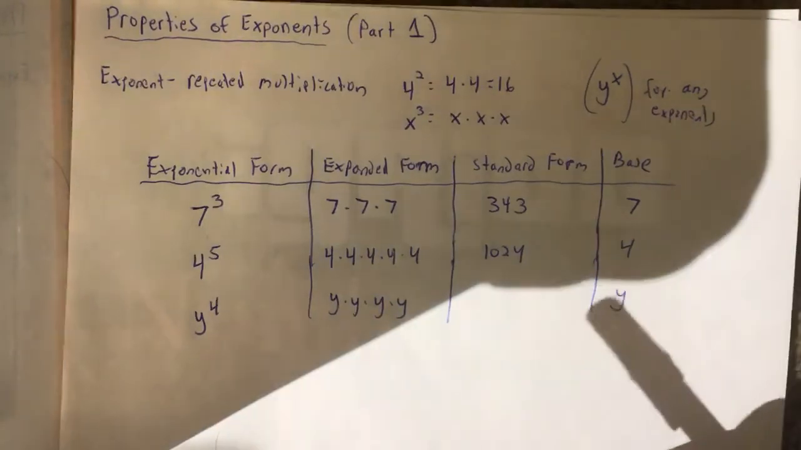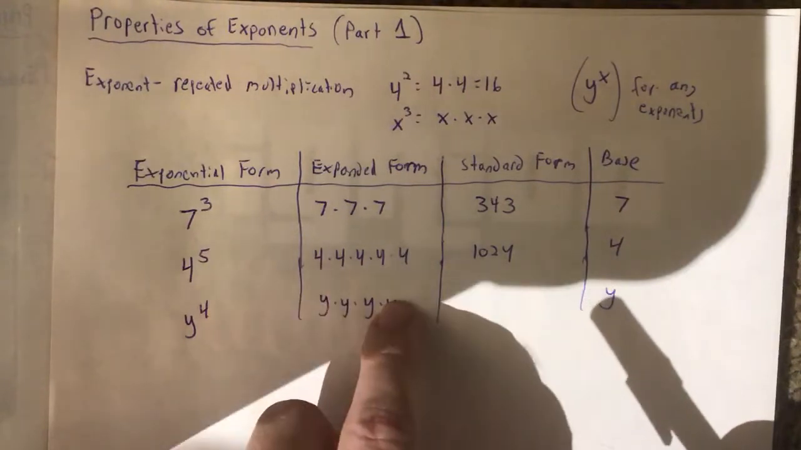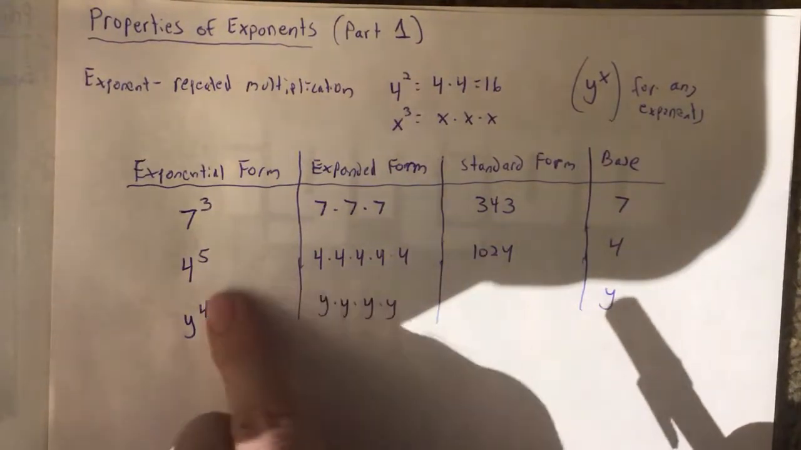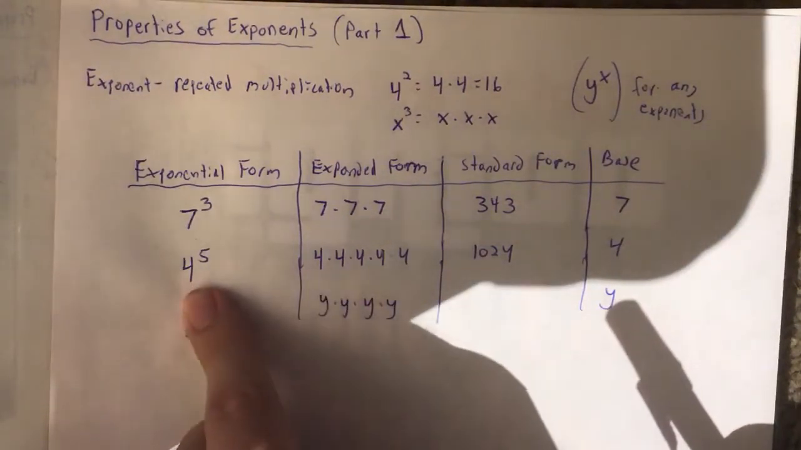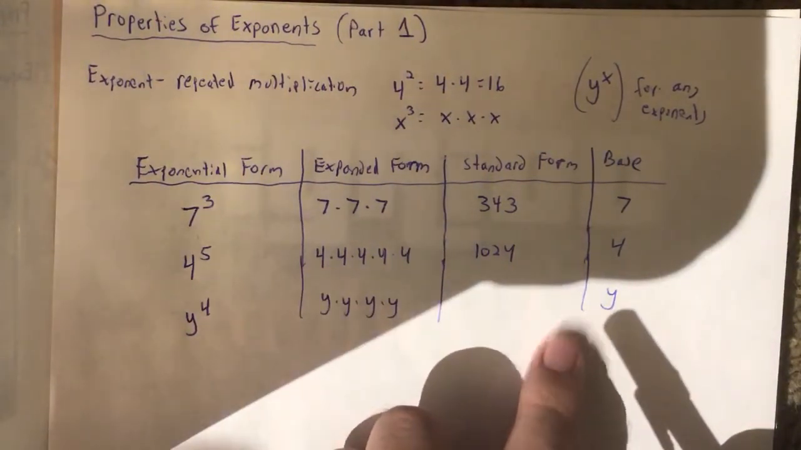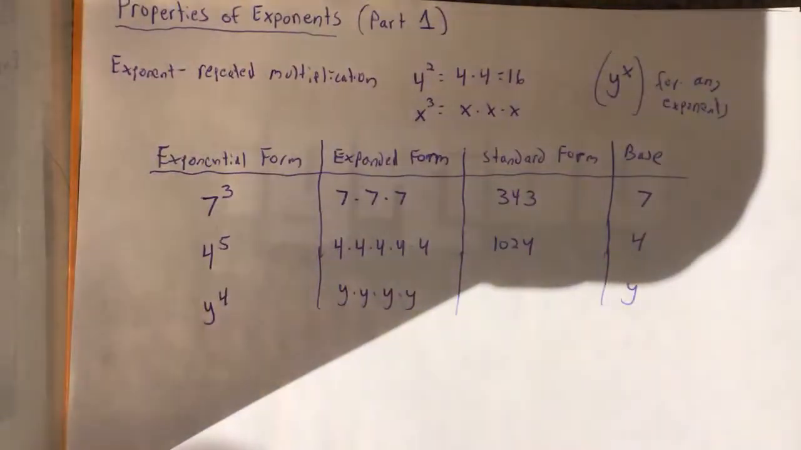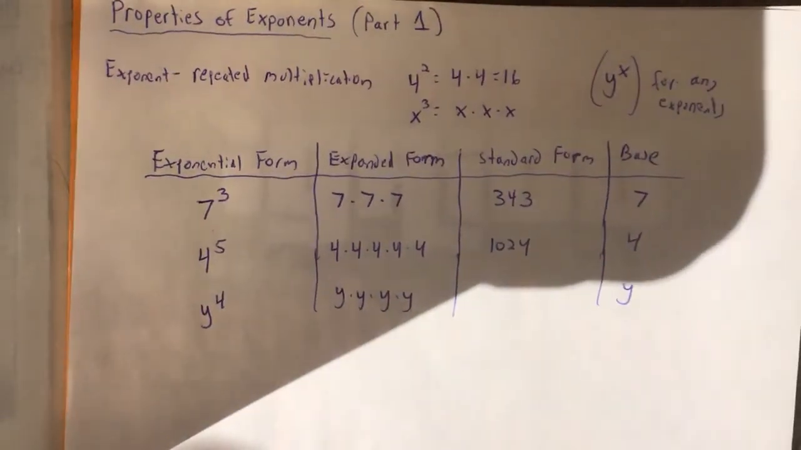That's just some basic definitions. So know the difference between exponential form, expanded form, standard form, and what your base is. It might say write it in exponential form, write it in expanded form, write it in standard form, or write it with your base. So just know the types. Now we're going to get into our multiplication property.